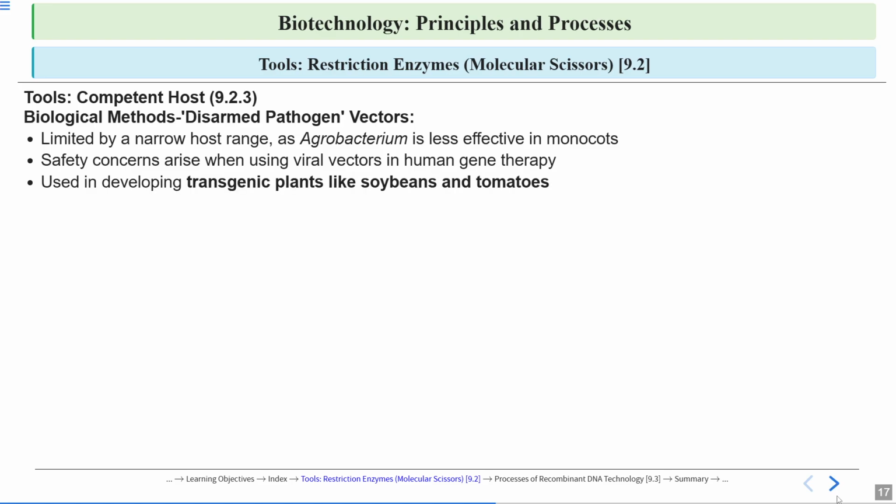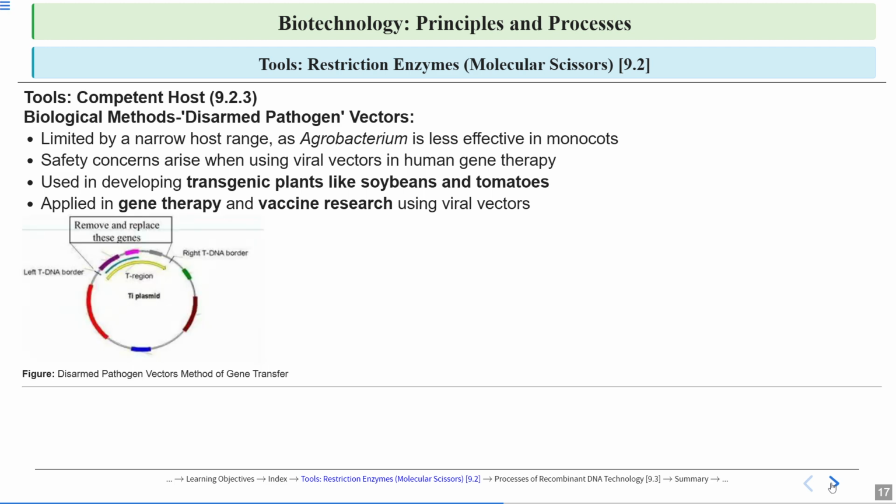It is used in developing some transgenic plants like soybeans and tomatoes. This is its application. These two are its applications; the former two were its disadvantages. It is applied in gene therapy and vaccine research using viral vectors. Nowadays, a lot of viral vectors are used in gene therapy, and it is a very hot topic. This again shows how the disarmed pathogen vector method of gene transfer can be used.